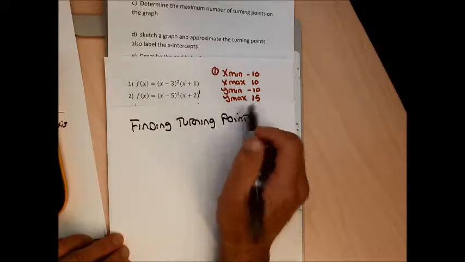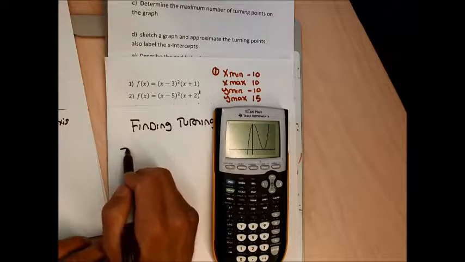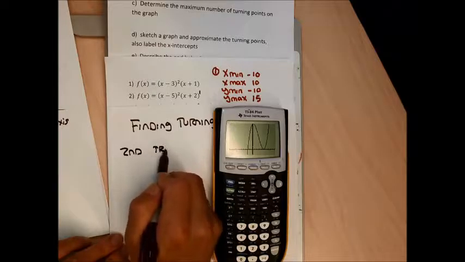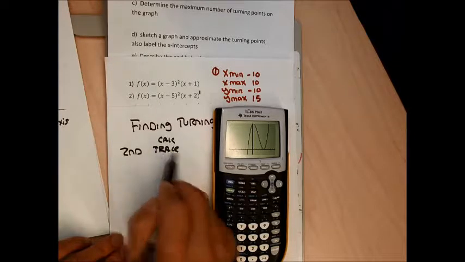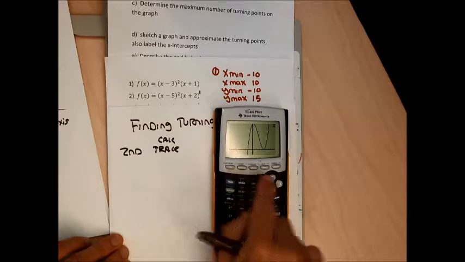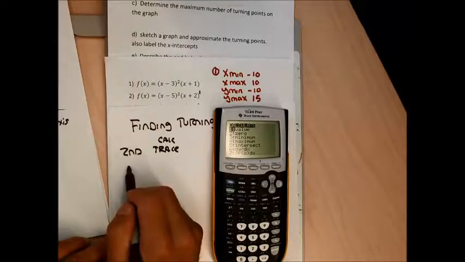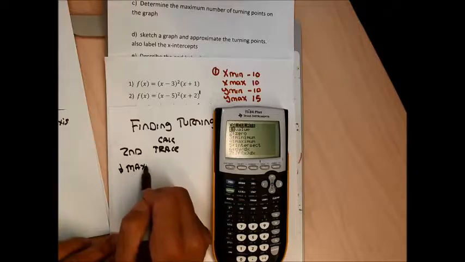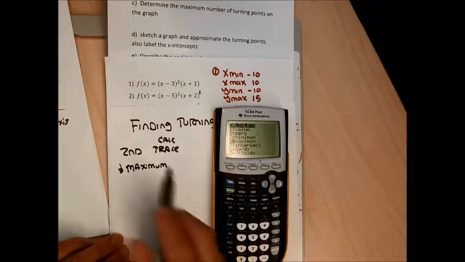In this case, it's a maximum. To find a turning point that's a maximum, first I hit the second button, and then I hit the trace calc key. I'm really looking for the calc, so I hit the second button, and then the trace key. And then I arrow down to number 4, so I'm going to cursor down to the word that says maximum, because this is a maximum point, not a minimum point. And then I hit enter.